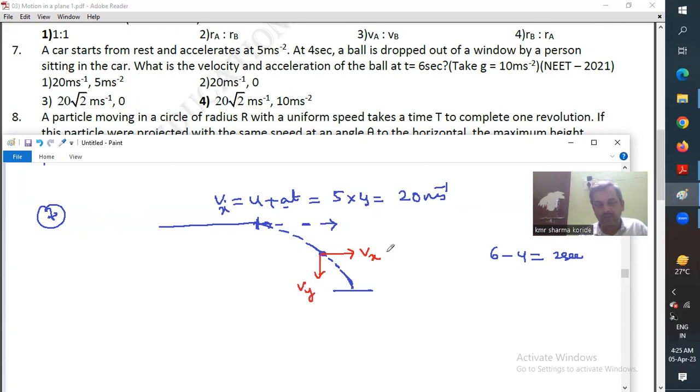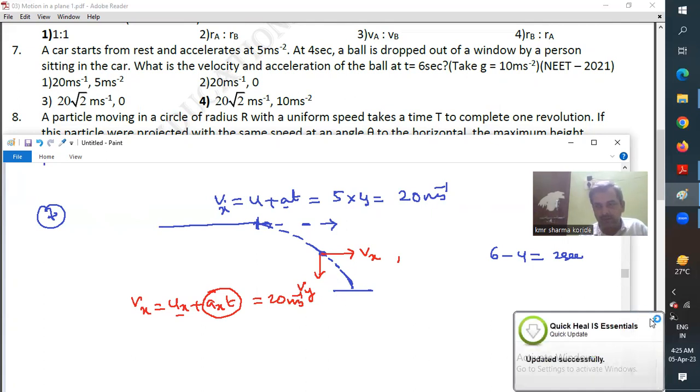Therefore, Vx can be written as Ux plus Ax t. When a body moves in a plane, it possesses separately Vx and Vy. Similarly, there is a chance to possess Sx and Sy, Ax and Ay. Horizontally, there is no change in velocity, so it does not possess acceleration horizontally according to the projectile motion concept. Therefore, this Vx remains 20 meters per second.